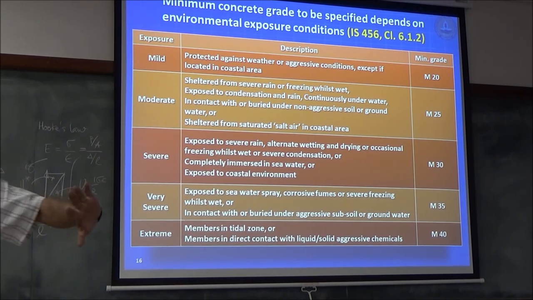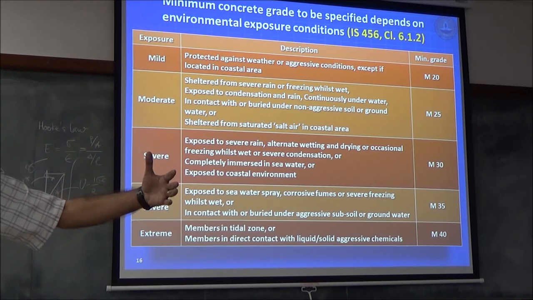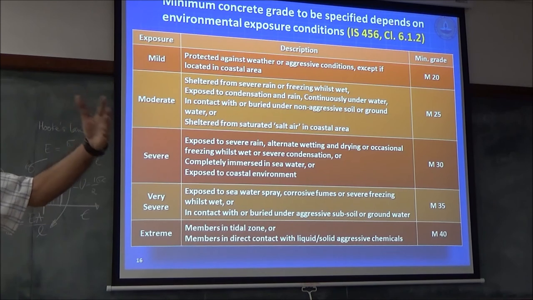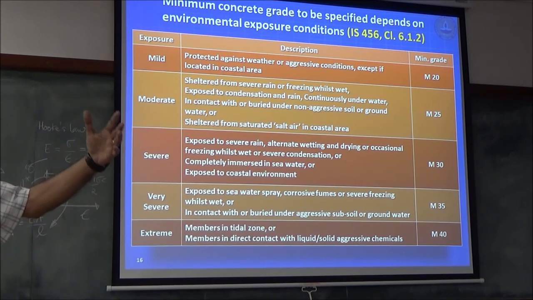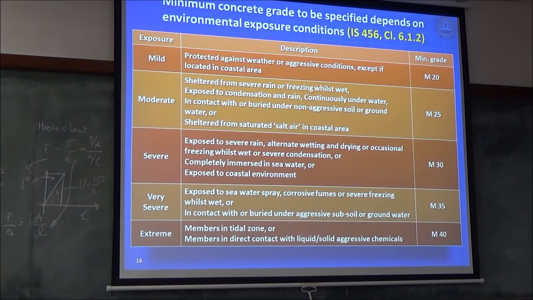Sometimes for some parts of the same structure you can specify a higher grade. For example, the external facade, the columns which are exposed, and the interiors you can treat as moderate or mild.